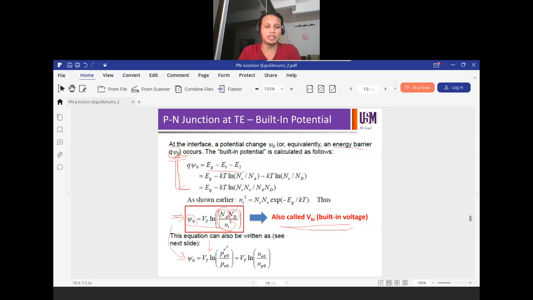If you look at this equation, they are actually holes. The top one is in the majority carrier concentration region, and this one is the minority carrier region.